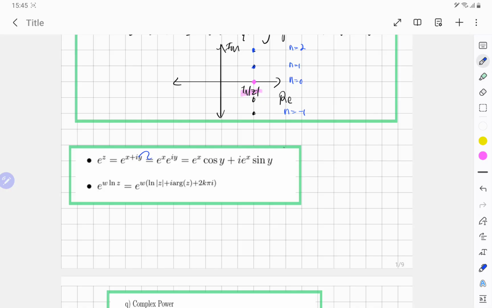Then just for later, we can also write z as x plus iy. When we split it, we get e to the x times e to the i y, so it is in the form of r e to the i theta. So in this case, r will be e to the x and theta will be y.